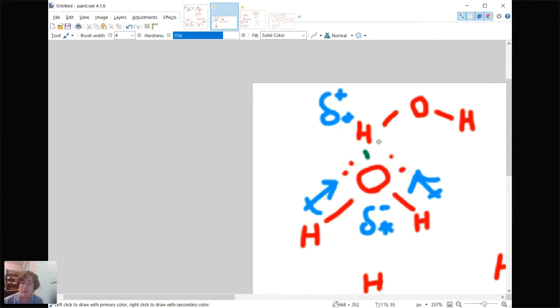So that's why water has a high boiling point, because those molecules are very attracted to each other because of those big electronegativity differences. And that's all hydrogen bonding is, a special case of dipole-dipole interactions.